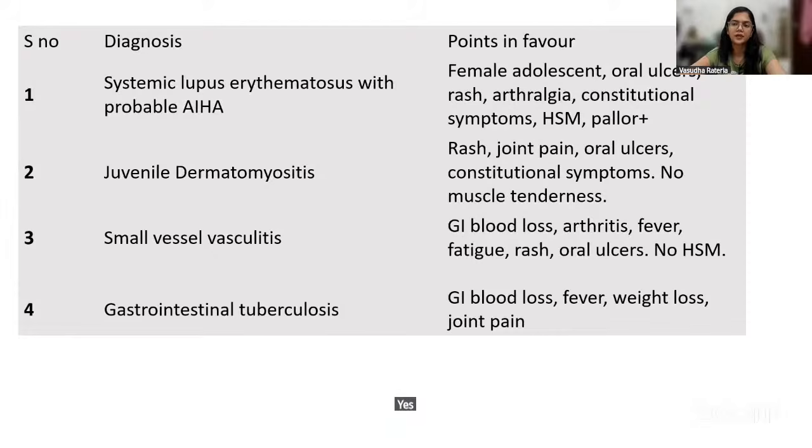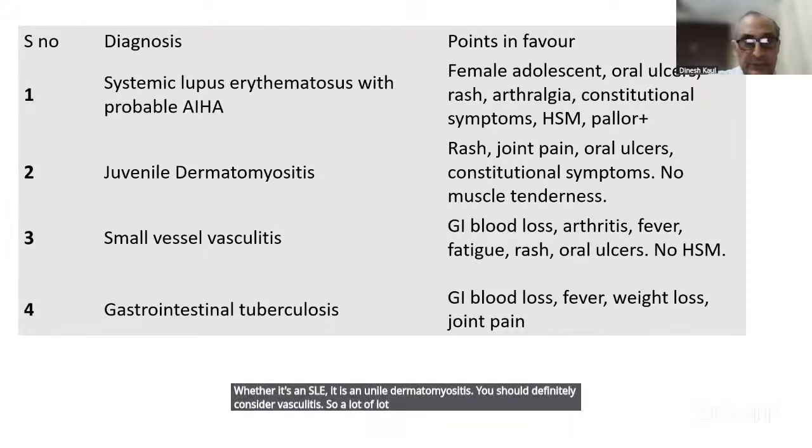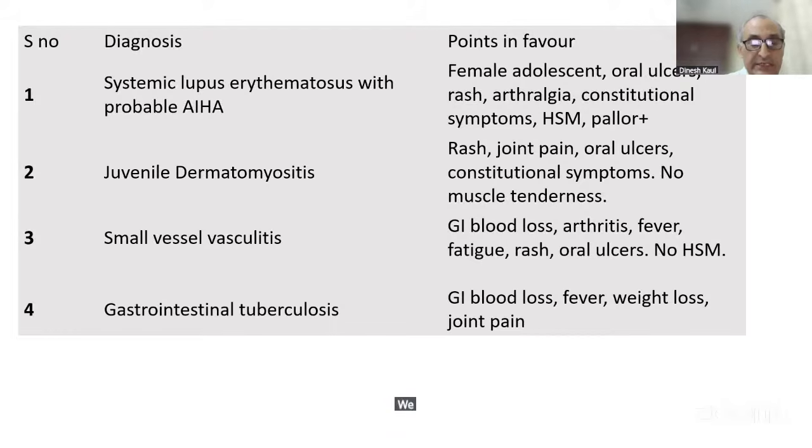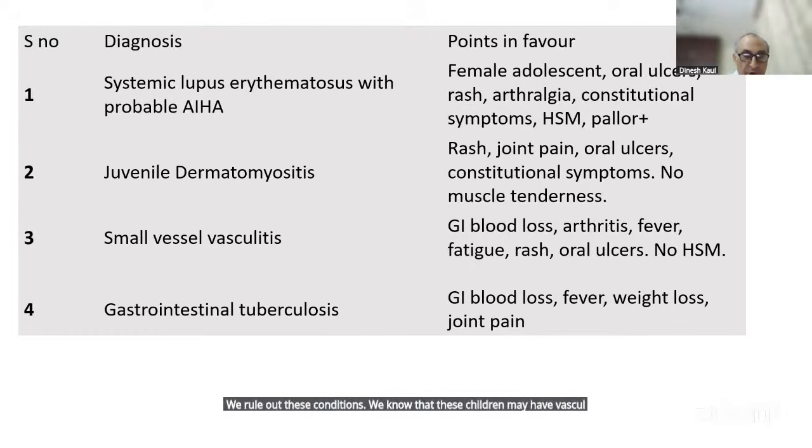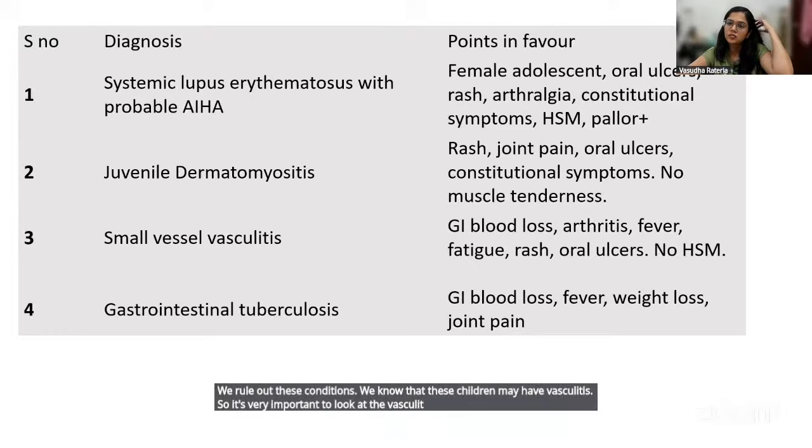A lot of times we get biased with TB and other infections, but once we rule out these conditions, we know that these children may have vasculitis. So it's very important to look at the vasculitis.